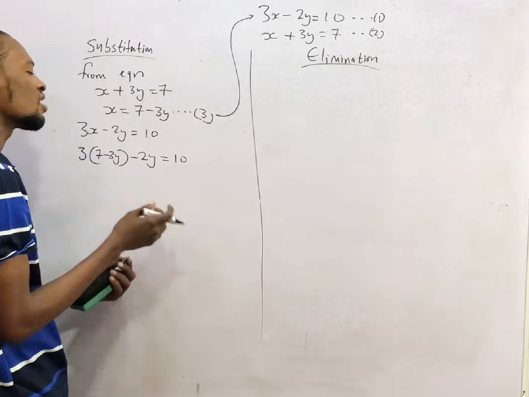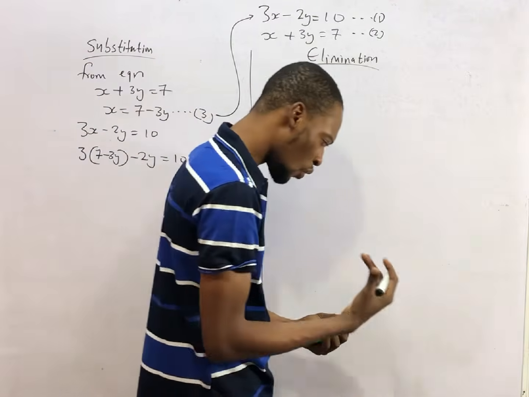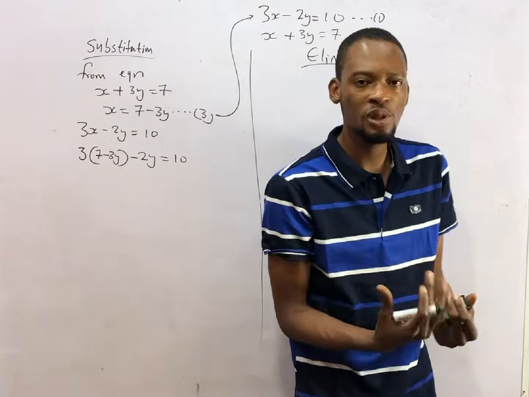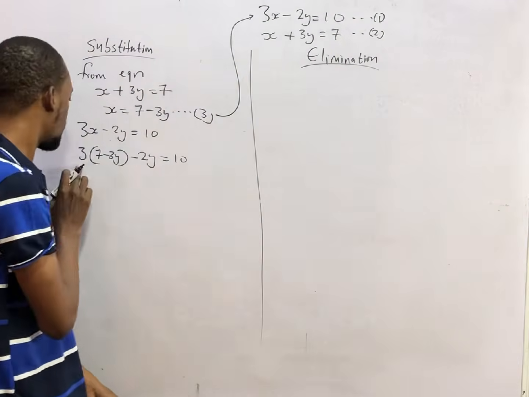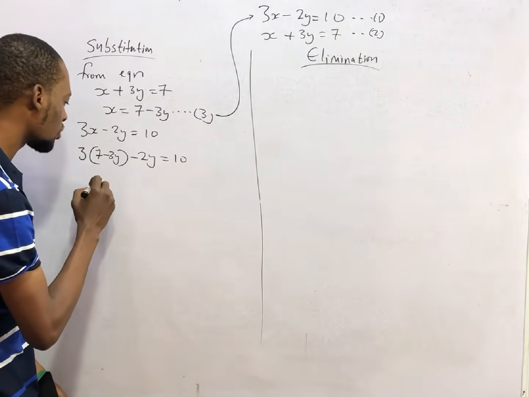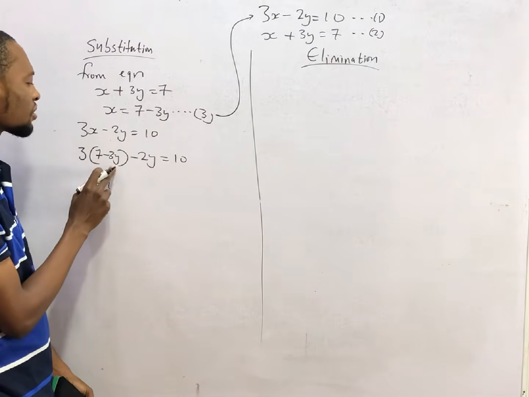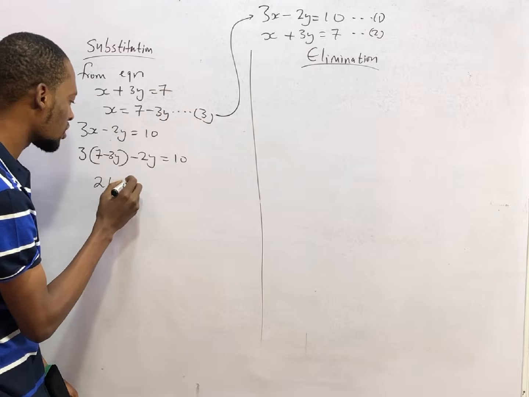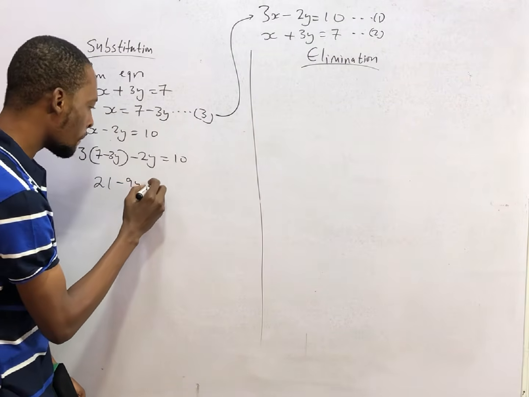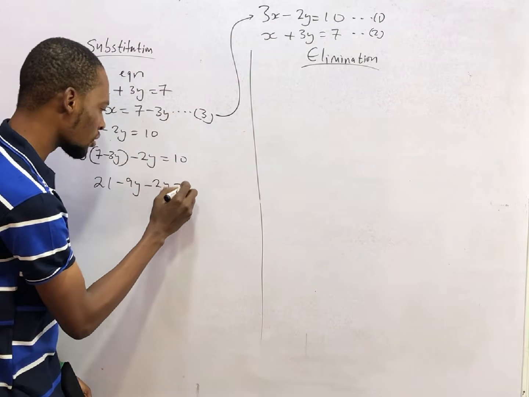We've substituted successfully. What next? Let us open up the bracket. Opening up this bracket, 3 times 7 is 21, and 3 times minus 3y is minus 9y. So we have 21 minus 9y minus 2y equals 10.